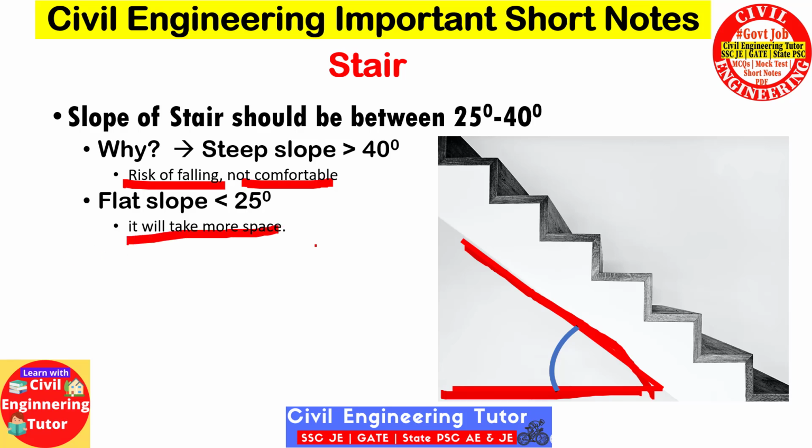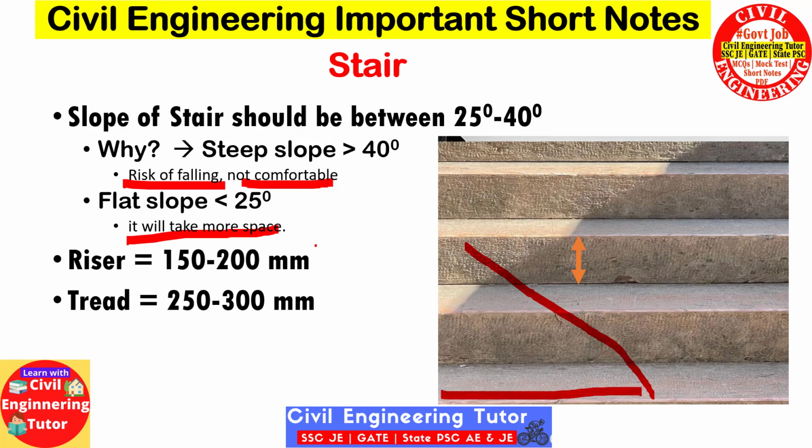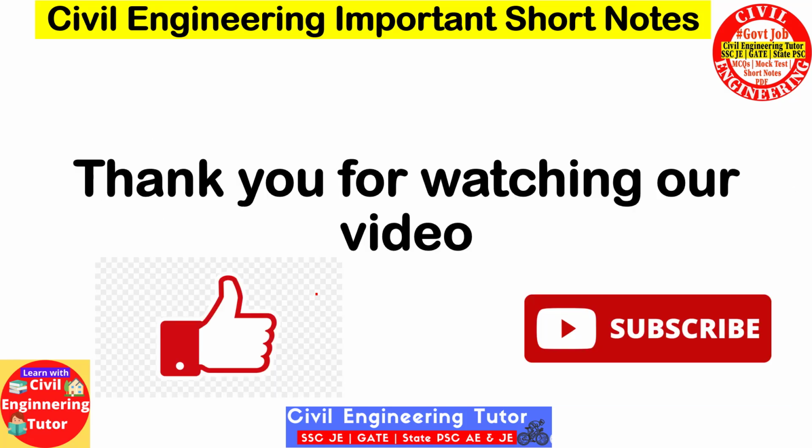Now remember the horizontal and vertical dimensions of each step. The vertical dimension is called riser, which is 150 to 200 mm, whereas the horizontal dimension is called tread, that is 250 to 300 mm wide. So in this picture we can see this is the riser, that is 150 to 200 mm, and this horizontal portion is known as tread, that is 250 to 300 mm.